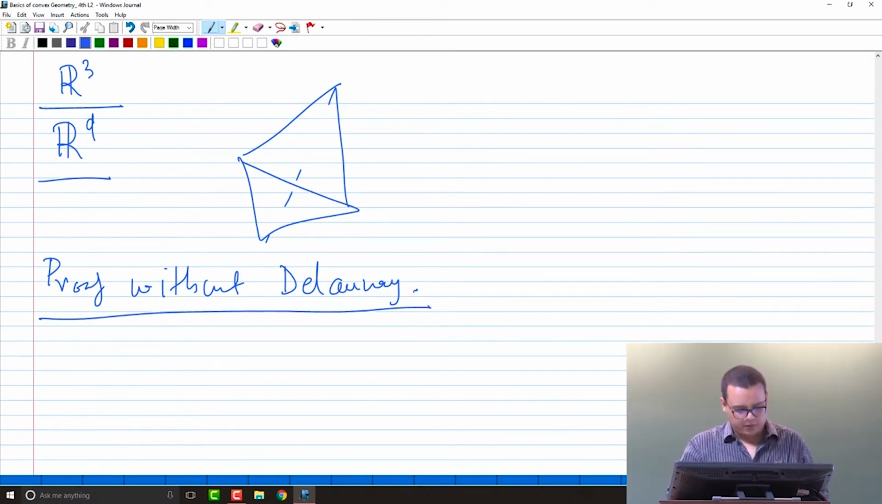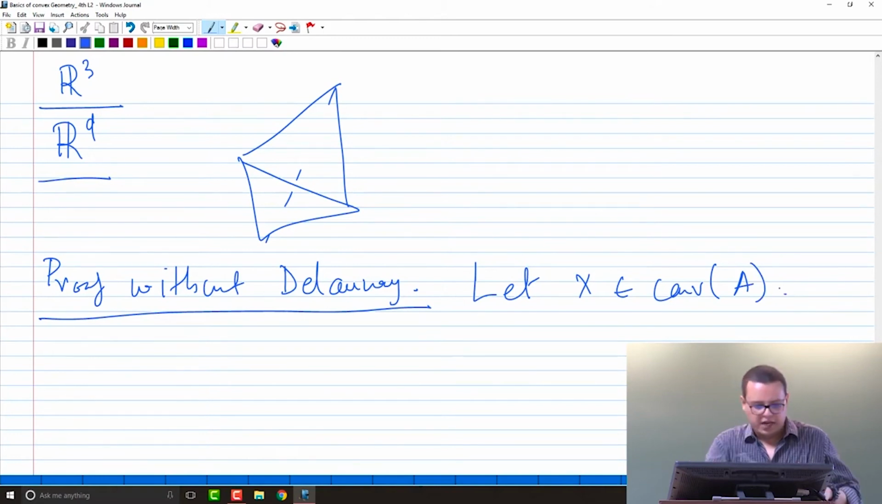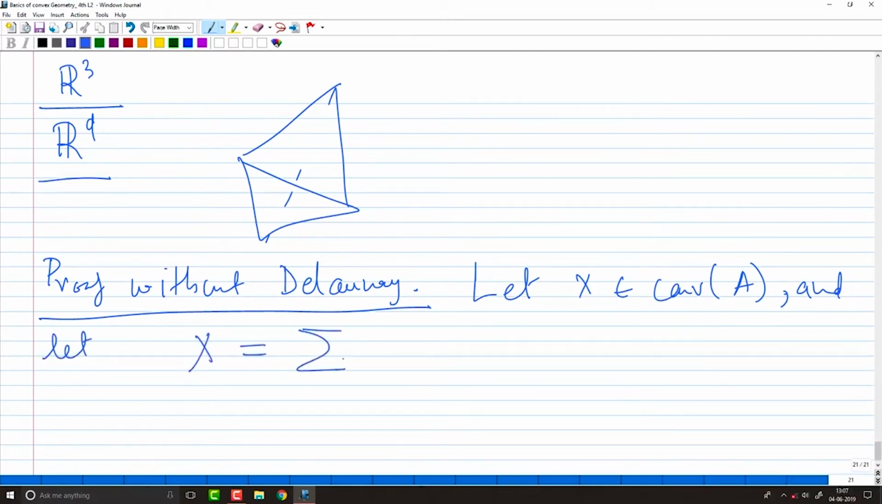Okay, so let me do a setup slightly. So we want to show that for all x in the convex hull, this is true. So, let us take x belonging to the convex hull of A, and let x be written as a convex combination of k points, summation Ci Ai, i equal to 1 to k, where Ci is greater than or equal to 0 and summation Ci is equal to 1.